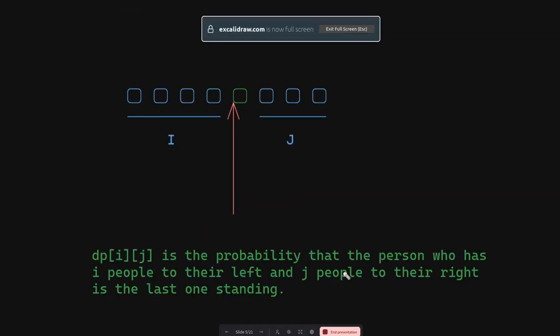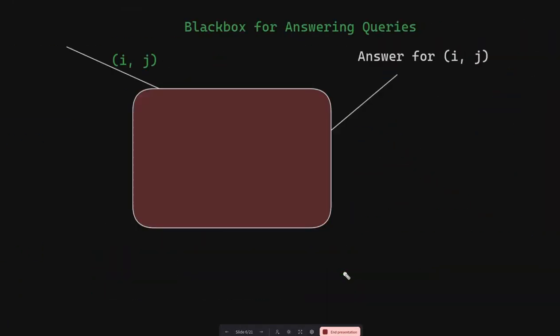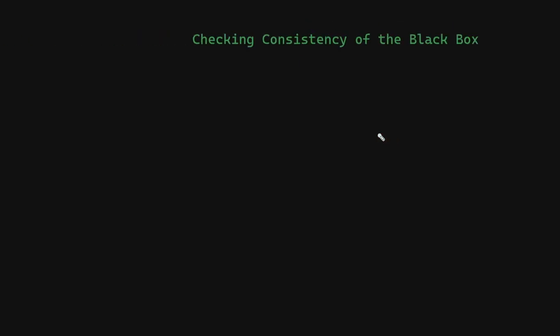So if you have this particular black box that can answer all your queries for dpij, you can ask the value for dp2 comma 3, it will give you the correct answer. You can ask the value of dp5 comma 7, it will give you the correct answer, right? So if you have this particular black box, how do you check the consistency of this particular black box?